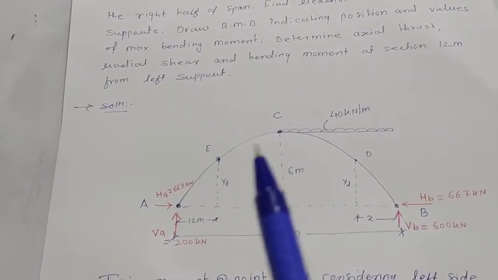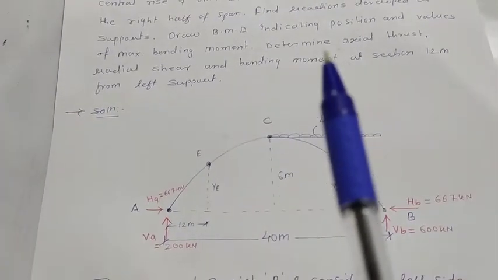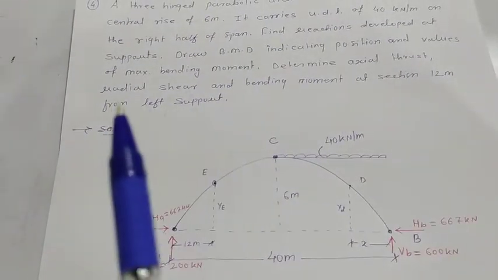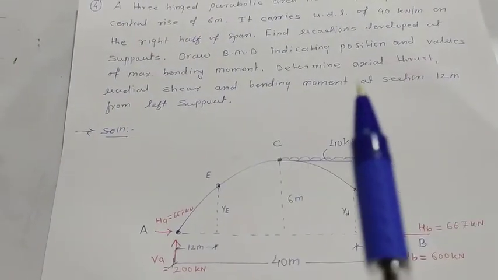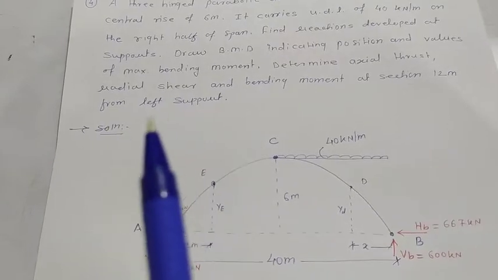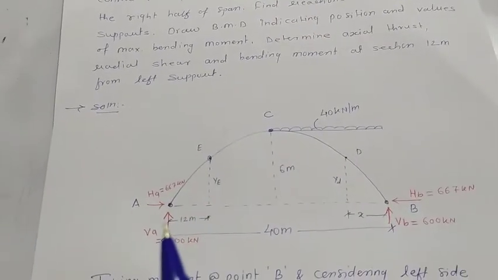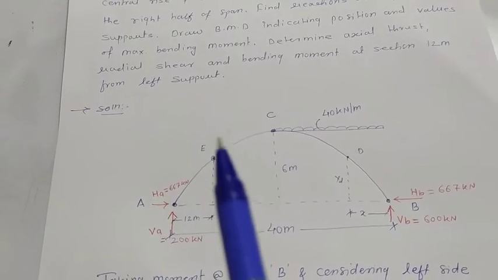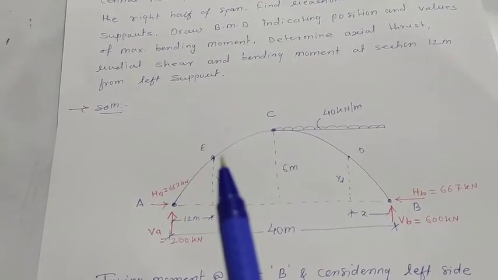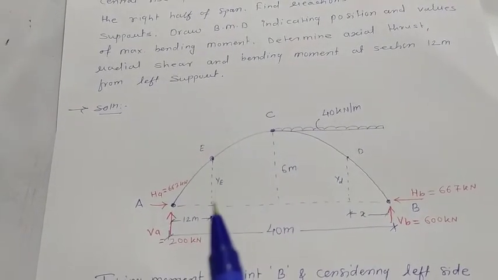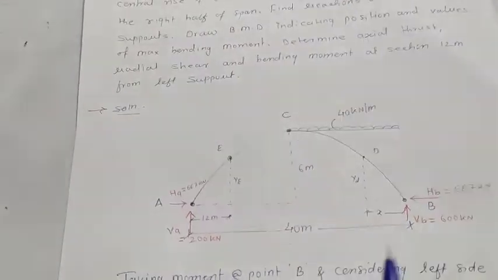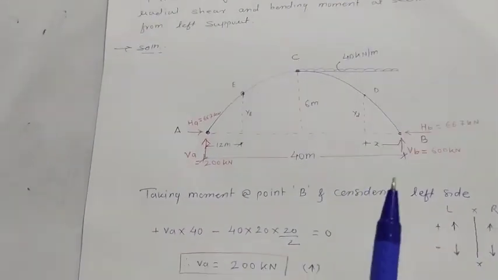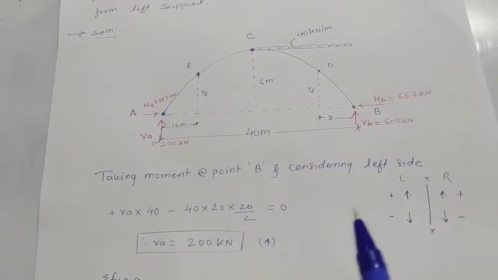Similarly, on the left side we have to find out the axial thrust, radial shear and bending moment at section 12 meter from left support. So we have to take a section at 12 meter from the left support at a point E. So YE becomes the vertical ordinate at point E. So first we have to find out the support reactions.